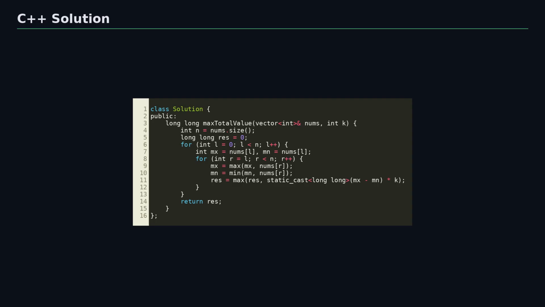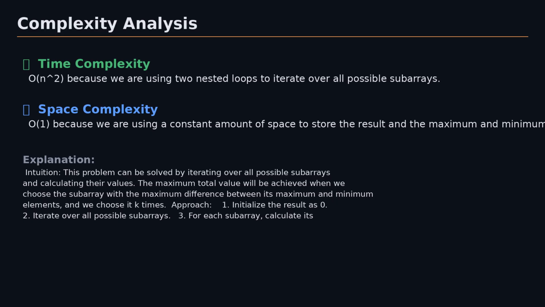The code looks like this. We have a for loop that iterates over the array. And for each element, we have another for loop that iterates over the remaining elements in the array. Inside the inner loop, we calculate the maximum and minimum elements of the current subarray and update the result accordingly.